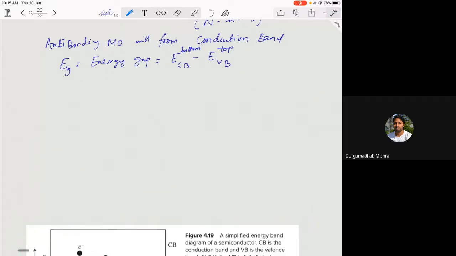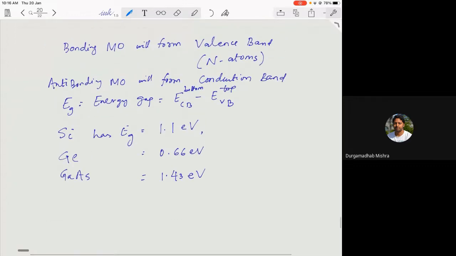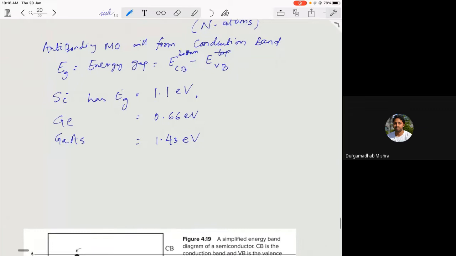One is, if we take the example of silicon, silicon has an energy gap of about 1.1 electron volt. If you take germanium, this value is 0.66 electron volt, and if you take gallium arsenide, for example, that is around 1.43 electron volt. So this band gap is different for different materials. It depends on what kind of atoms are there, which atomic orbitals are overlapping, and what is the energy difference between your bonding and anti-bonding orbital. So it is a very specific material property, this band gap.